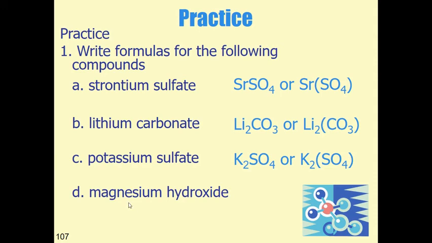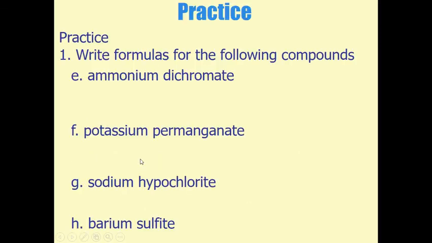And magnesium hydroxide is the one we just did. That's a practice problem, but you get Mg(OH)2. One more set of practice for you to go through. Ammonium dichromate. That's the one we did earlier. Potassium permanganate, sodium hypochlorite, and barium sulfite. Pause the video, and when you come back, you'll see the answers displayed.